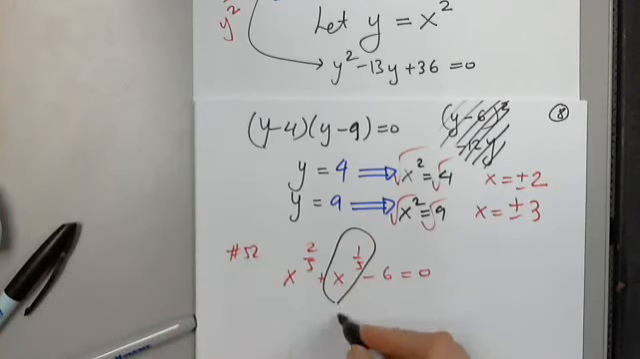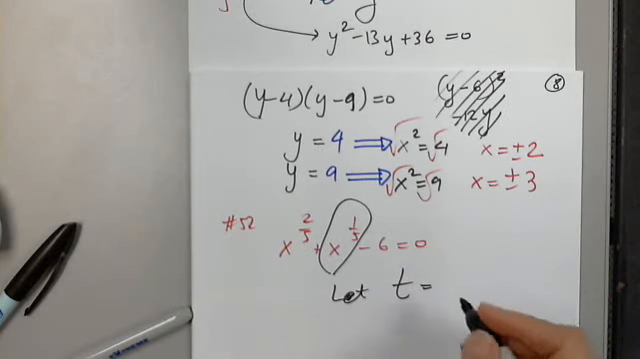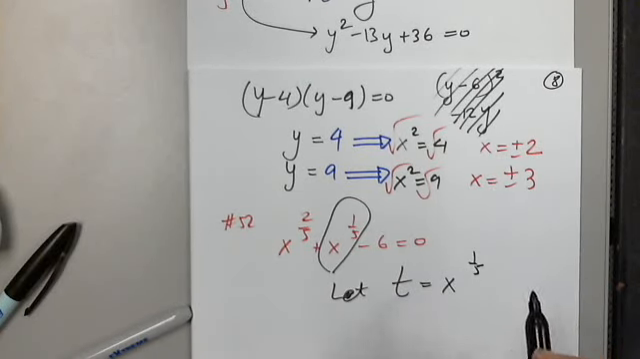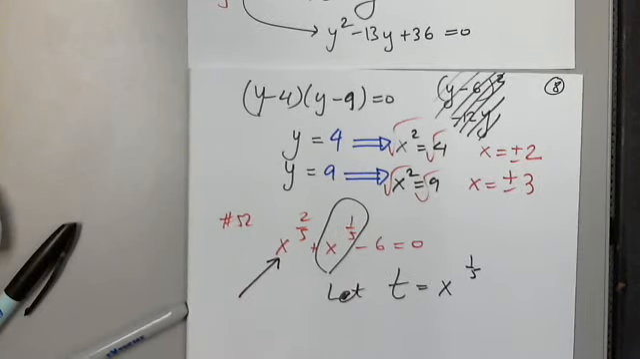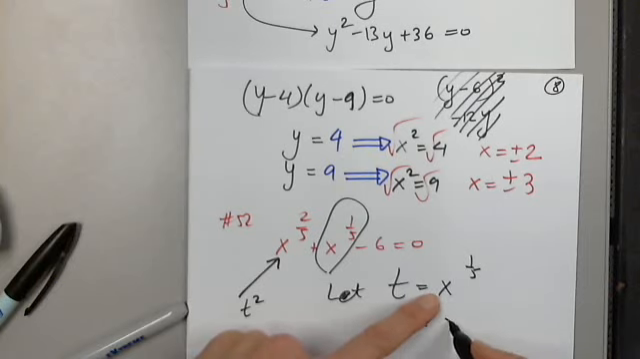1/5. So I'm going to say let t be x to 1/5. But this will work only if this is right, but let's see if it is t squared. If I square this, I get t squared. If I square this, I get x to 1/5 everything squared.